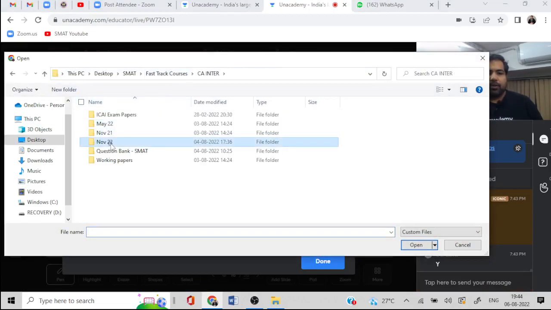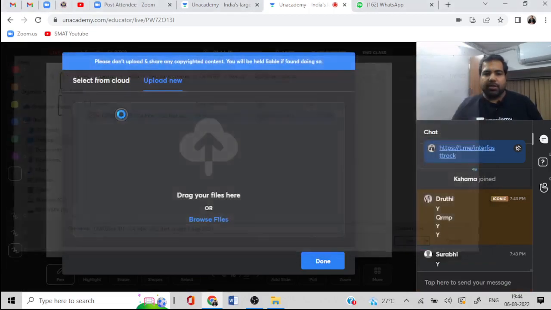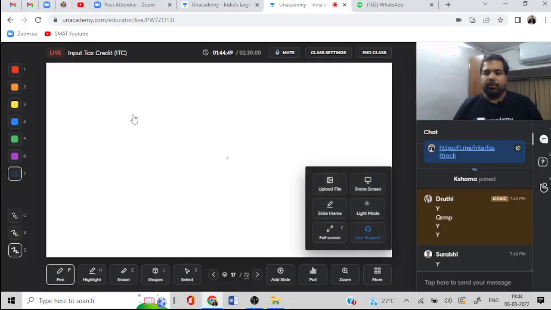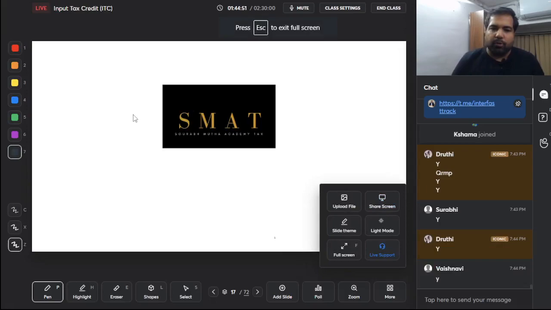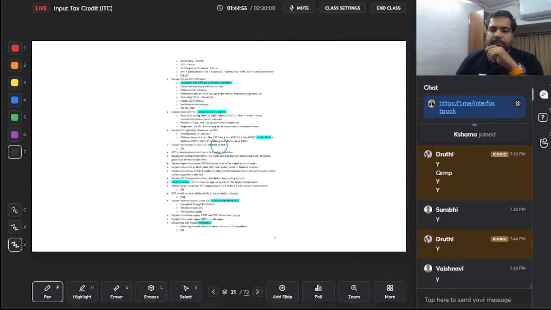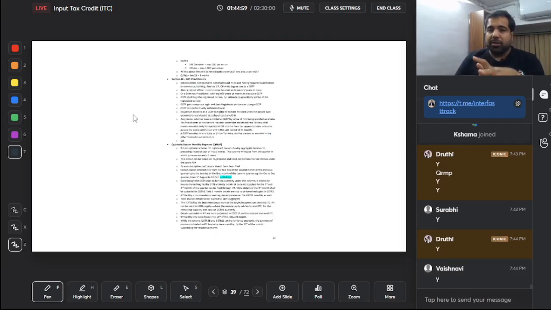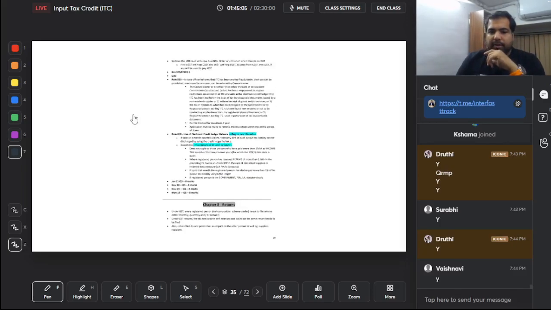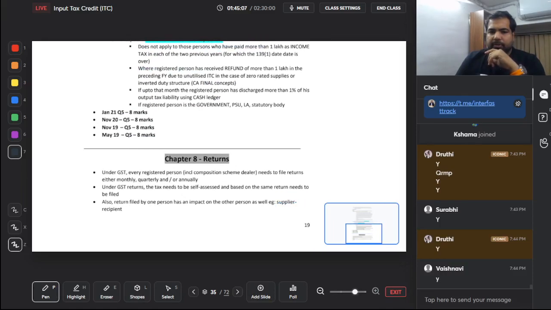This is CA Inter November 22 fast track course. This is a quick book. Here we go. Perfect. The quick book is just 35 pages with a lot of extra space like this, what you're seeing on the screen. Here is the returns chapter.